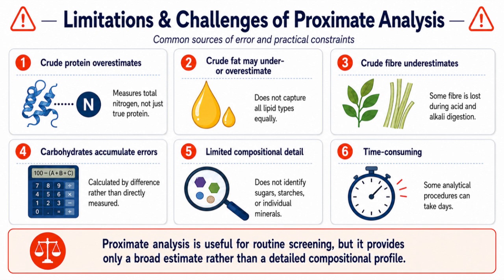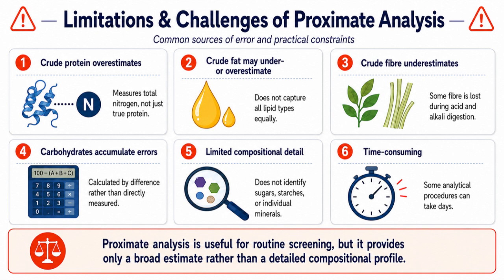Third, crude fiber underestimates. The acid and alkali digestion used to measure crude fiber is quite harsh. It dissolves some of the fiber components, particularly certain hemicelluloses and soluble fibers. So the crude fiber value is often lower than the true total dietary fiber. This is why modern food labels now use more specific dietary fiber methods.